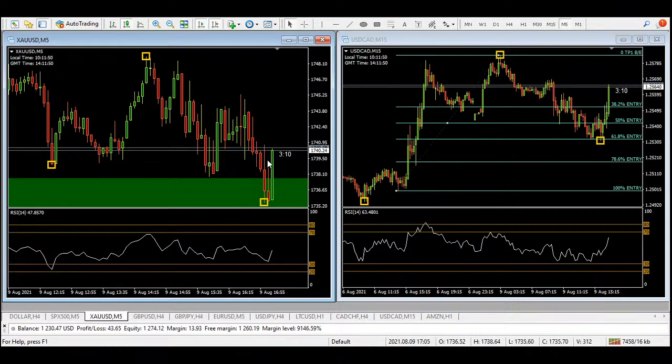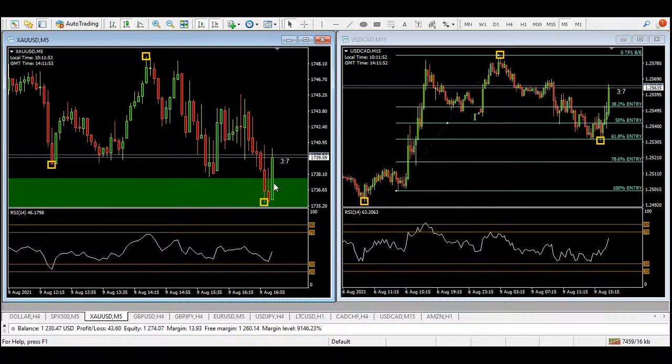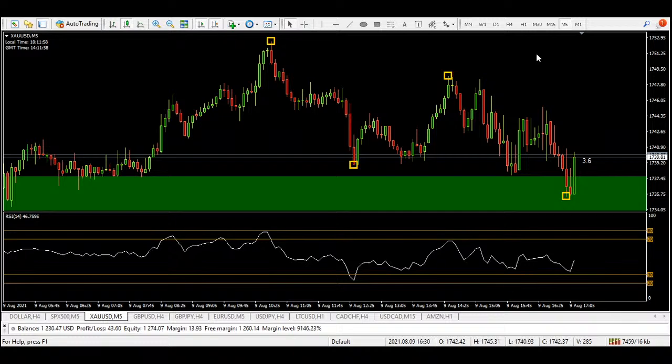And I will get that push. Push on gold. Gold is back testing.